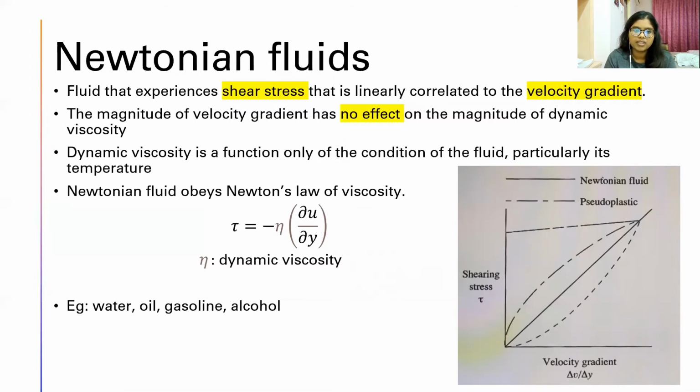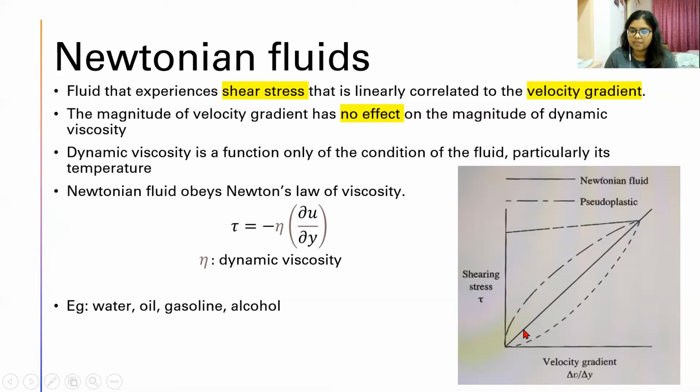Newtonian fluids are fluids that experience shear stress that is linearly correlated to the velocity gradient. What that means is that shear stress is directly proportional to velocity gradient. So this continuous straight line over here indicates Newtonian fluids. The magnitude of velocity gradient has no effect on the magnitude of dynamic viscosity, meaning that our dynamic viscosity is basically the slope of our Newtonian fluid graph.